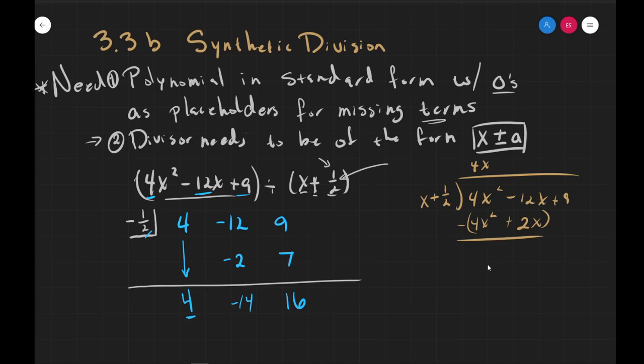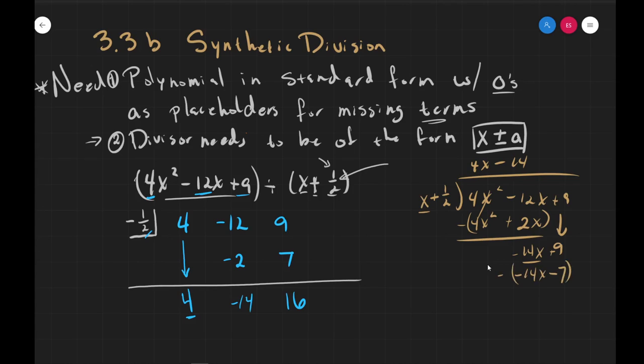So 4x minus 4x, those are going to cancel out. 12x minus 2 more x's is negative 14x's. We bring our 9 down, and we get negative 14x plus 9. Then we say, what do we multiply x by to get to negative 14x? That's negative 14. So negative 14 times x is negative 14x. Negative 14 times 1/2 is going to be negative 7.